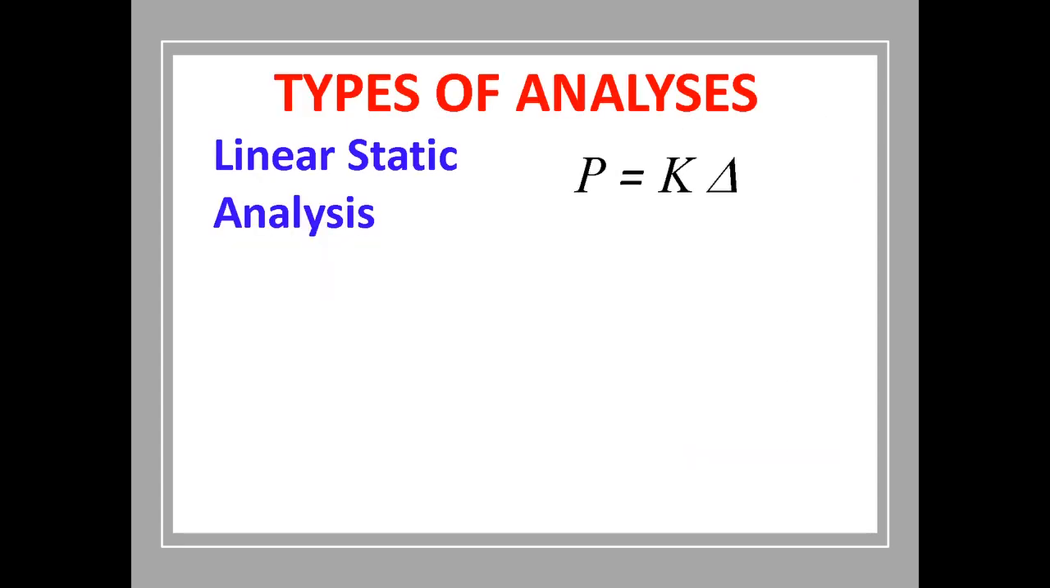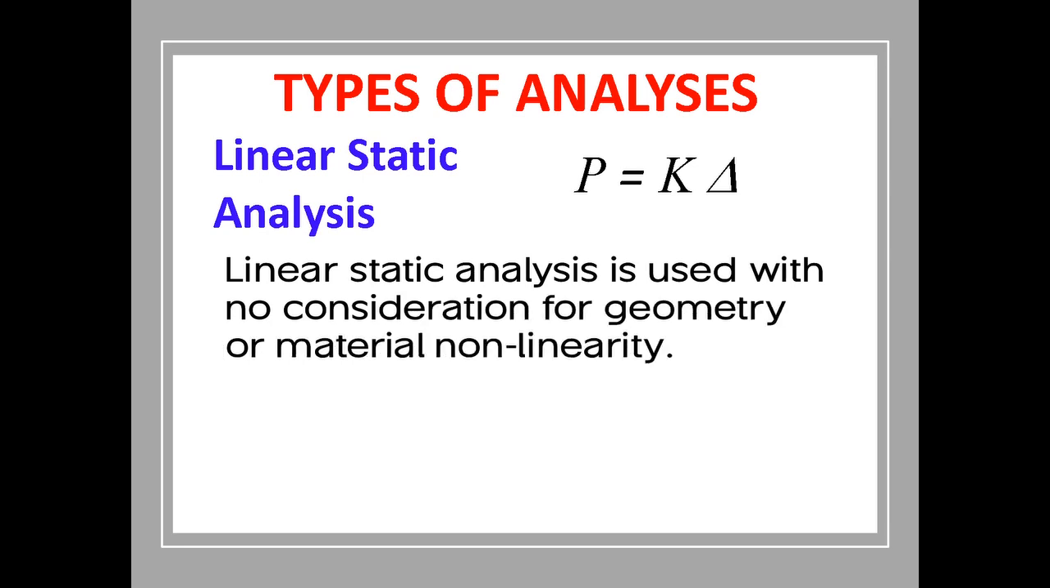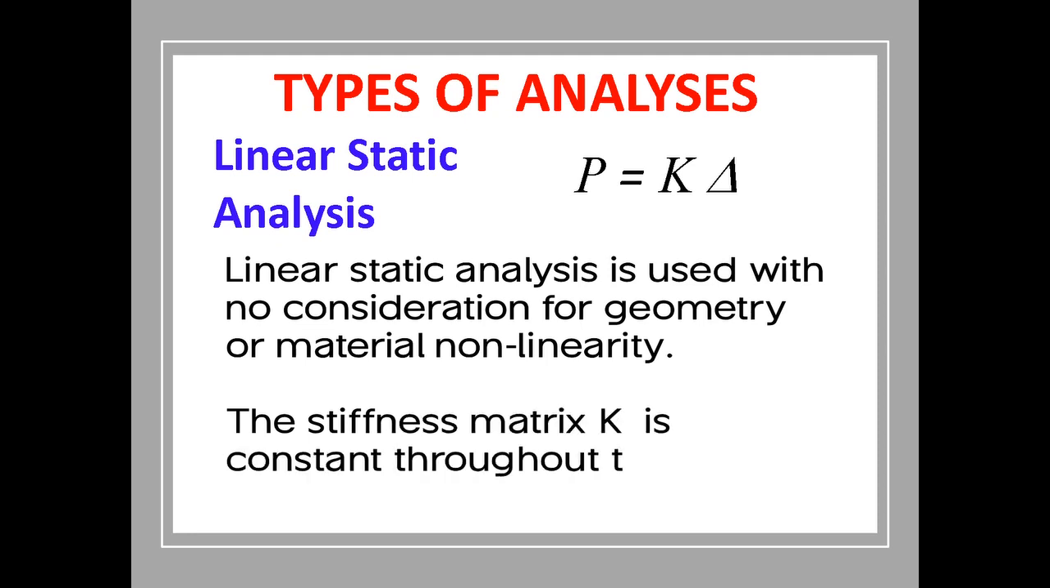We now go over the types of analyses. First, we would like to distinguish between linear and nonlinear static analyses. Usually, the linear static analysis is used with no consideration for geometry or material nonlinearity. In this case, we try to satisfy the finite element equations P equals K delta, where P is the vector of nodal external forces, K is the overall structural stiffness matrix that remains constant throughout the solution, and we solve for U, the unknown vector of nodal displacements.